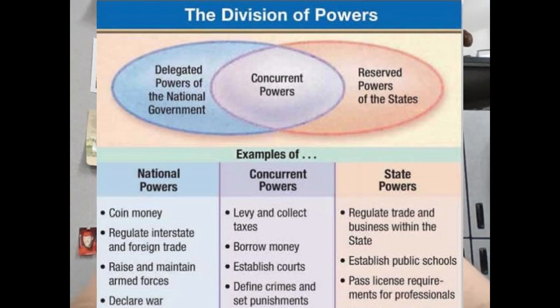These are powers exclusively for state governments to deal with, like regulating trade within a state, establishing public schools, and things like that. Now, if both the state and federal government possess a power, it's called a concurrent power, as we see in the middle category. So both the federal and state government can levy taxes, both of them can borrow money, and both of them can establish courts.